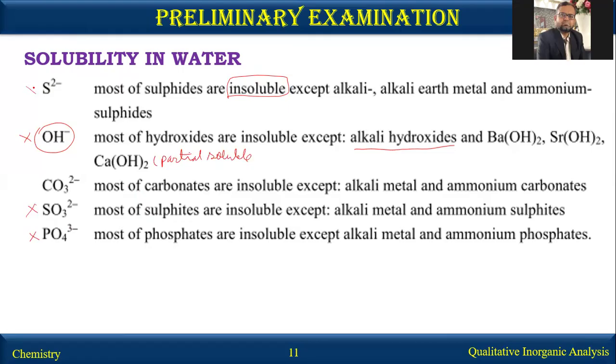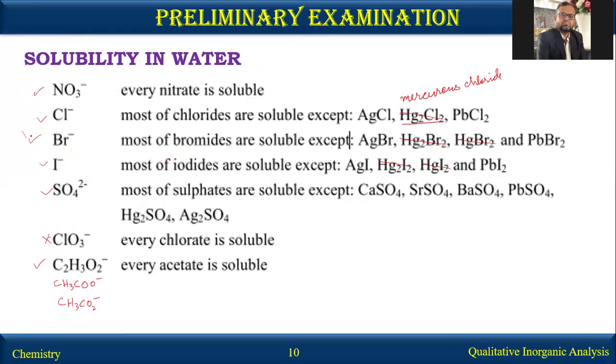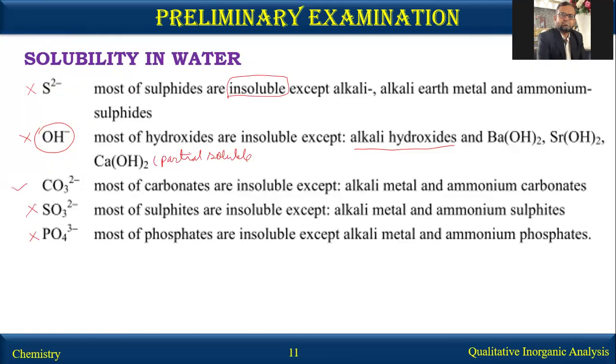Similarly, sulfide is also not given in most of the colleges. So what is given? Carbonate, nitrate, chloride, bromide, iodide, sulfate, and acetate. And one more thing, some ions are not given here. Another important ion that is very commonly given in our colleges is the bicarbonate ion, or the hydrogen carbonate ion.